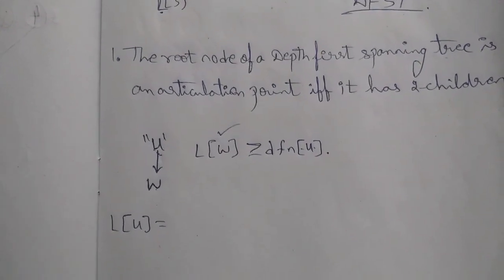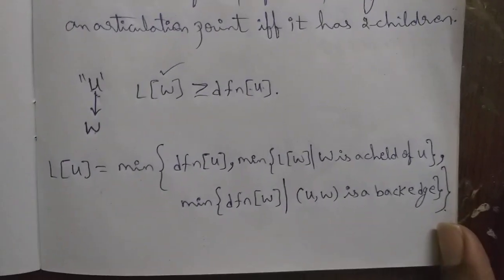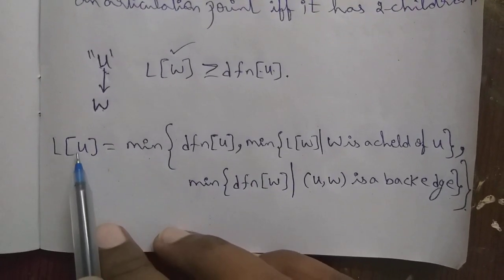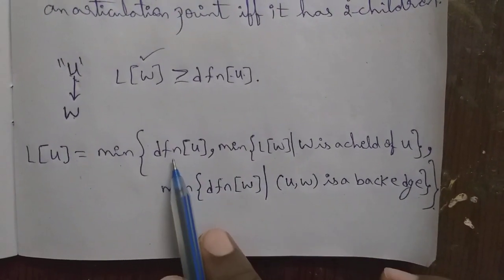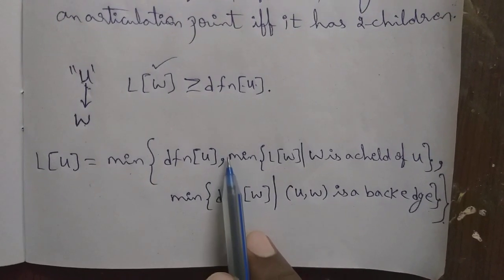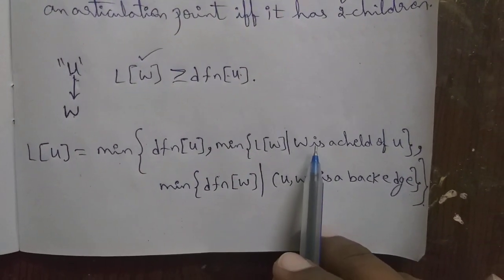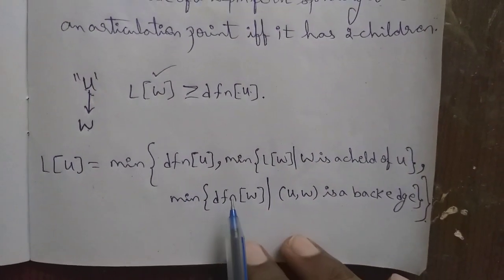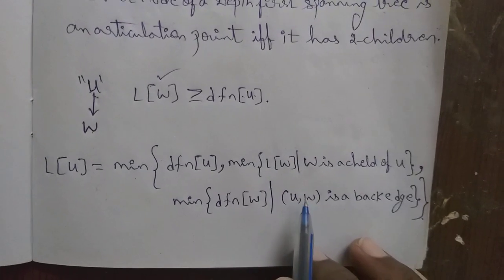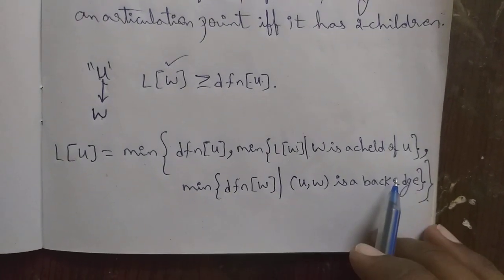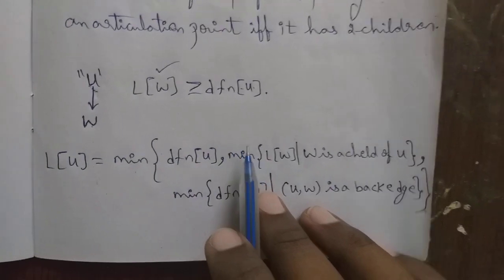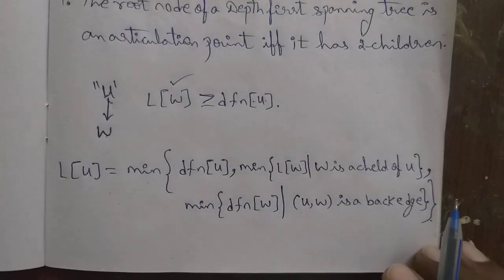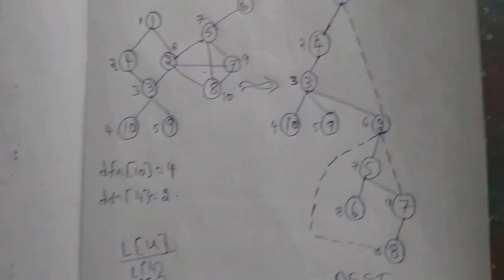L of U is equal to, yes, you make a note of this formula, L of U. It means the L value of a vertex U is the minimum of: depth first number of U, comma, minimum of L of W such that W is a child of U, comma, minimum of depth first number of W where U comma W is a back edge. Out of these three values, whichever is minimum, that is assigned as the L value of the particular vertex. You note down this formula and we'll try to solve it for this example.